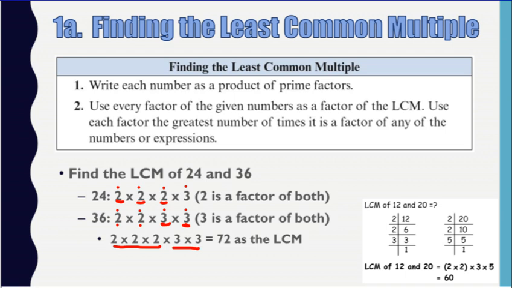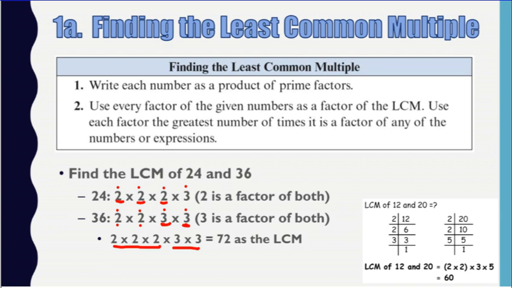And then I just multiply my numbers. So 2 times 2 times 2 is 8. 3 times 3 is 9. 8 times 9 would give you 72. So 72 would be the least common multiple of 24 and 36.